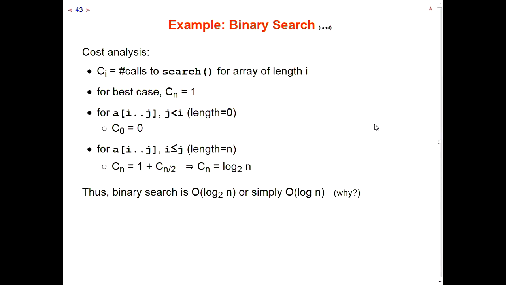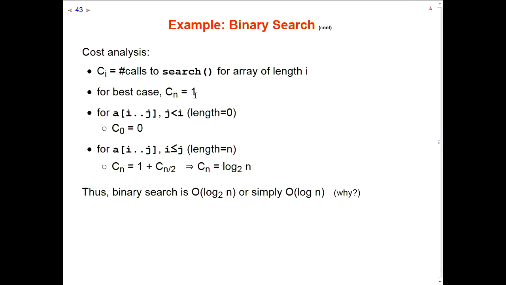If we do a cost analysis of that algorithm, then let me say that all we want to measure is the number of calls to that search procedure for an array of length i. And this is what I call Ci. Now, for the best case, if we have n elements, we have only one call to that search procedure. What is the best case? The best case is the element we are looking for is right in the middle. And we call our search, we jump to the middle element, and we find our element immediately.